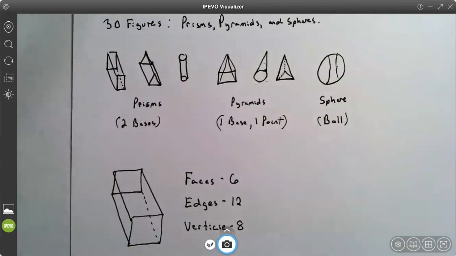You just need to know faces are all the sides, kind of. Edges are all the edges. And vertices are all the points.